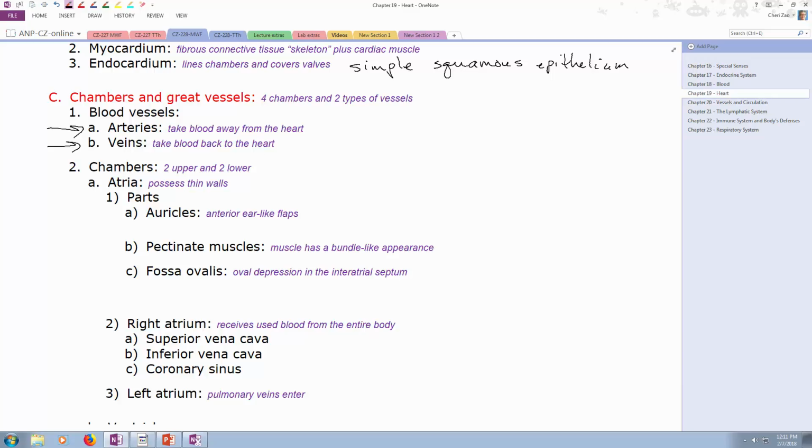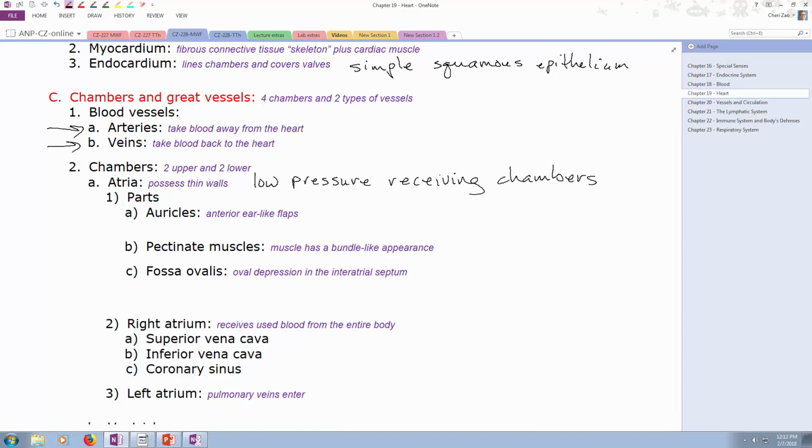Chambers is our next topic here. 2 upper and 2 lower, we consider the atria the upper chambers and the ventricles the lower chambers. The bulk of the heart, however, is ventricular. So the mass of the heart is ventricular. Our atria indeed possess thin walls because they are designed to be low pressure receiving chambers. They are designed for distensibility, so they can balloon up a little bit for you.